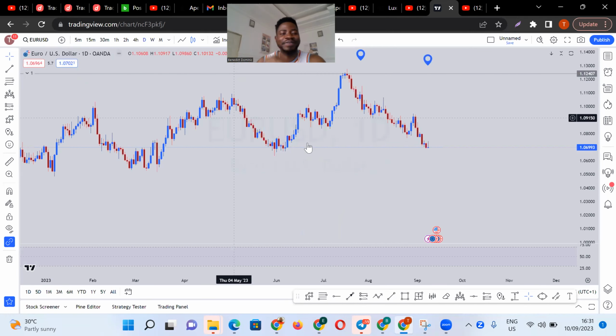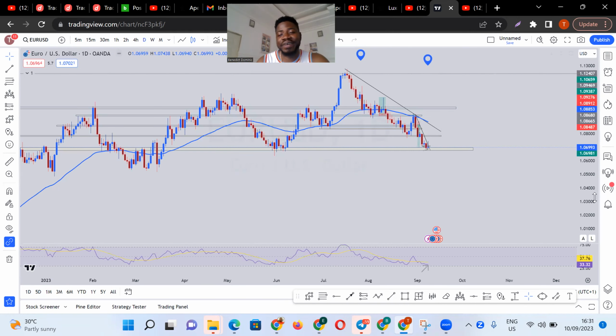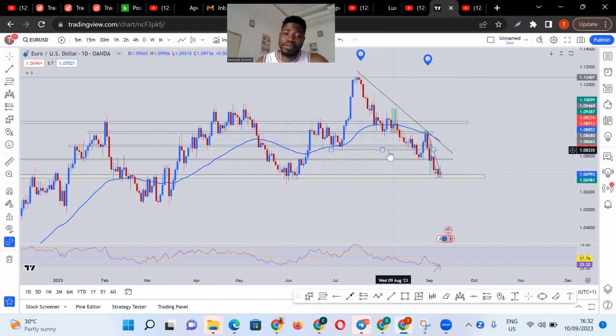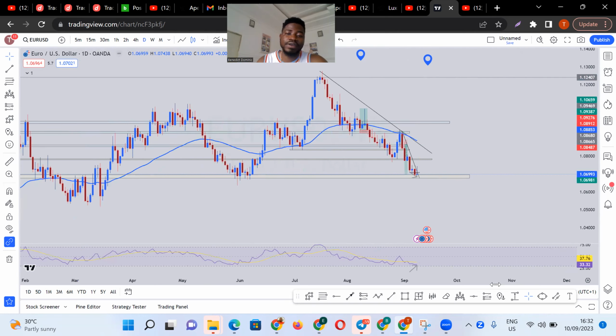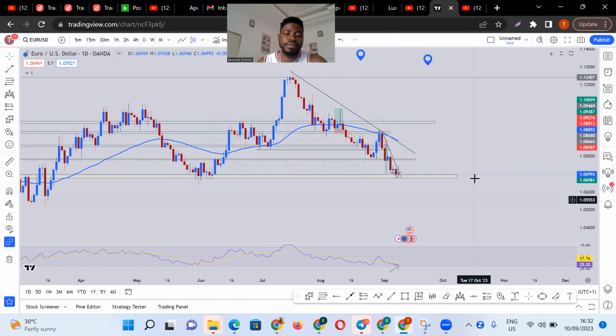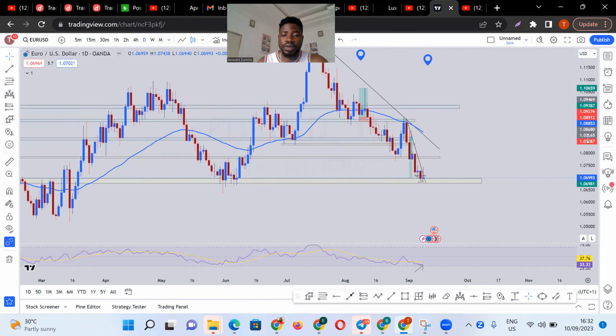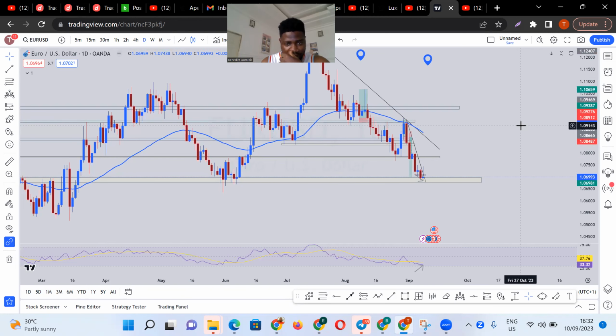Then on daily time frame, we are bearish. Okay, we are bearish. At least I know you can see this well. Do you need a spectacle to check? Yeah, it is bearish. So the current area we are looking at, this is lower high and this is lower low.